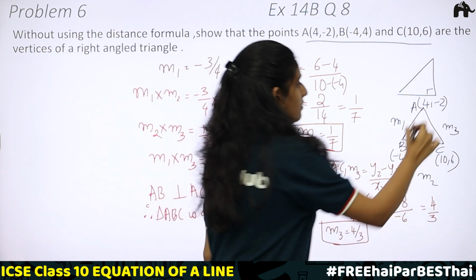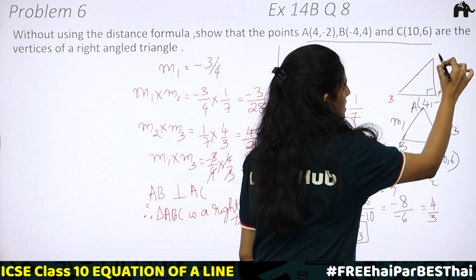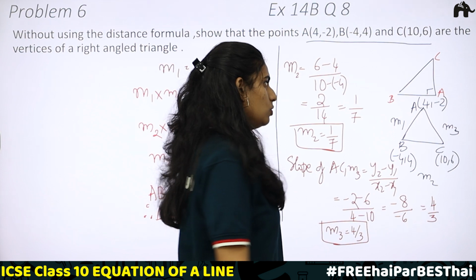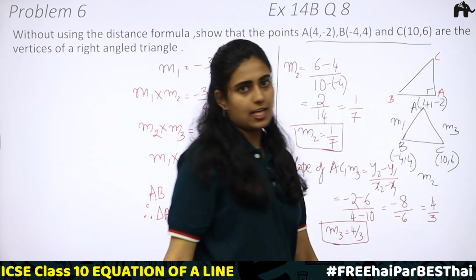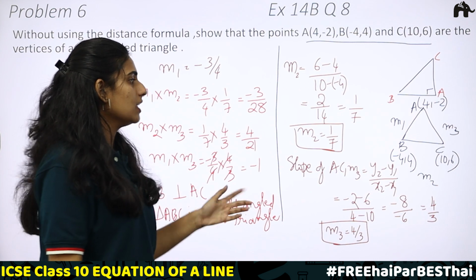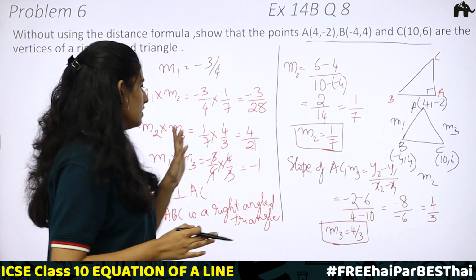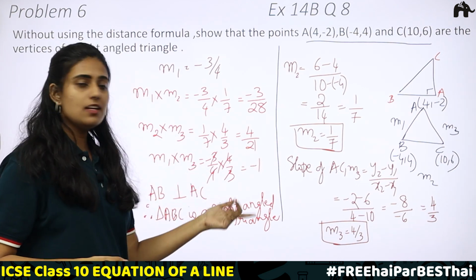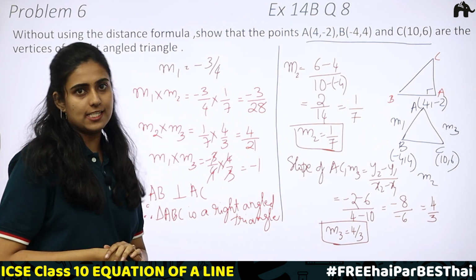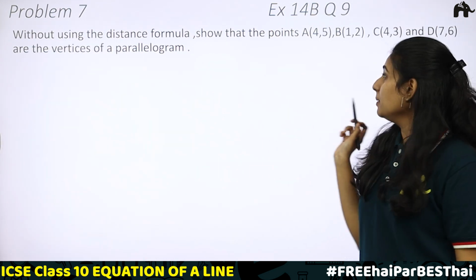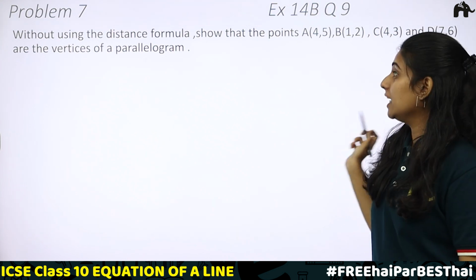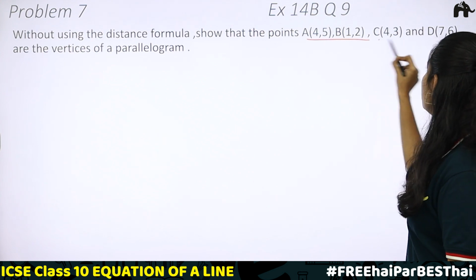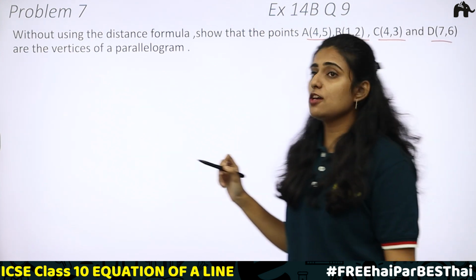Okay. Here we'll be having AB and this is AC. These two sides, that is AB and AC, are perpendicular to each other and this triangle is a right angle triangle. Clear? We need to find the slope of the three sides and find m1 into m2, m2 into m3 and m1 into m3. If we are getting minus 1, then those two sides will be perpendicular to each other. Clear? Next, problem number 7, question 9 of exercise 14b. Without using the distance formula, show that the points A(4, 5), B(1, 2), C(4, 3) and D(7, 6) are the vertices of a parallelogram.